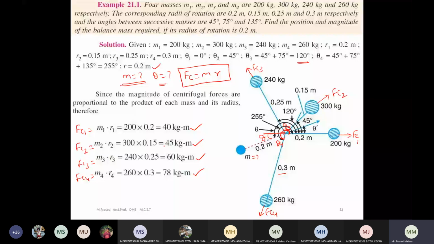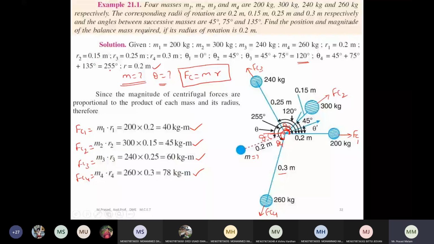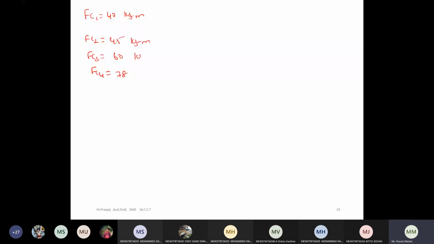We get the first centrifugal force as 40 kg meter, second one 45 kg meter, third 60 kg meter, and fourth one 78 kg meter. Let me write here. FC1 is 40 kg meter, FC2 is 45, FC3 is 60, and FC4 is 78 kg meter. I got all these values.